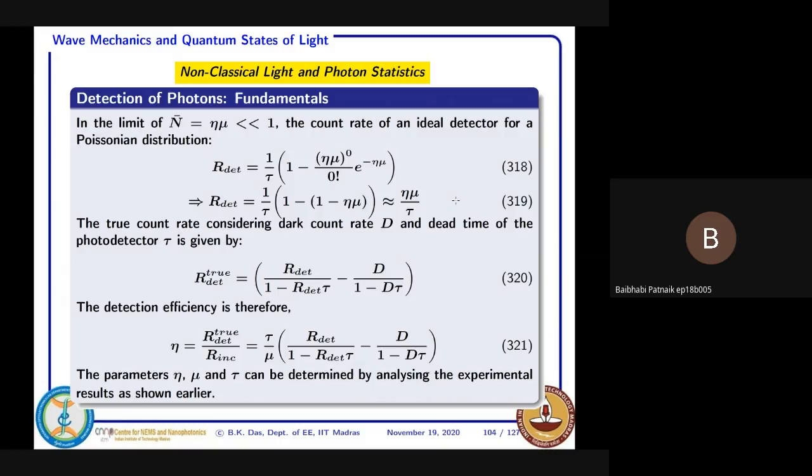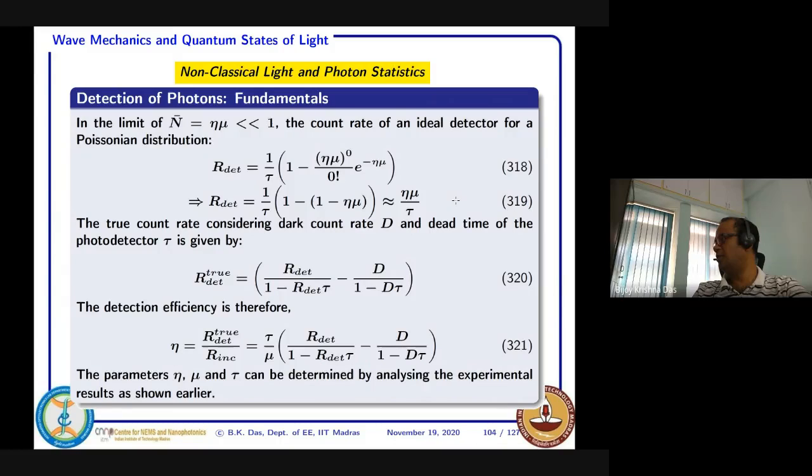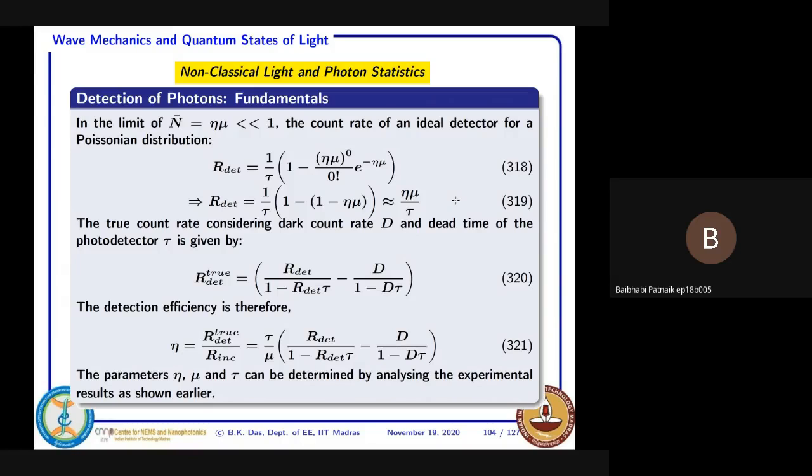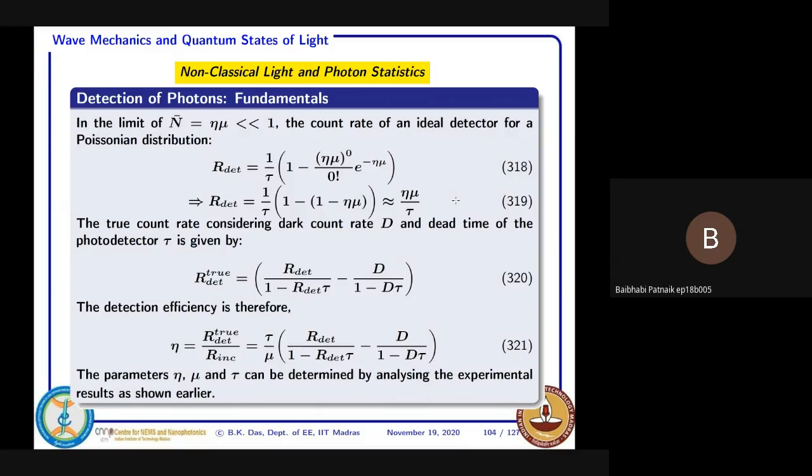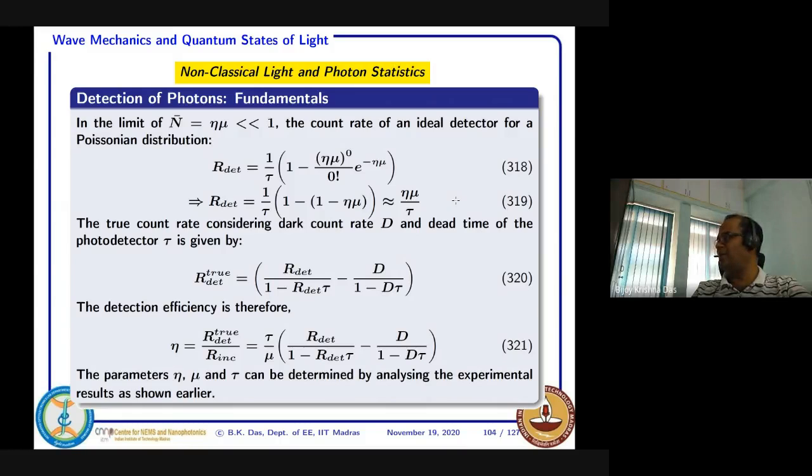Actually, I observed that according to equation 321, 319 and 320 are coming as equivalent. I think because 319, whenever I'm saying, is an approximate one. No, that is not approximate. 319 is the ideal case. The approximation is considered when eta mu is less than 1.